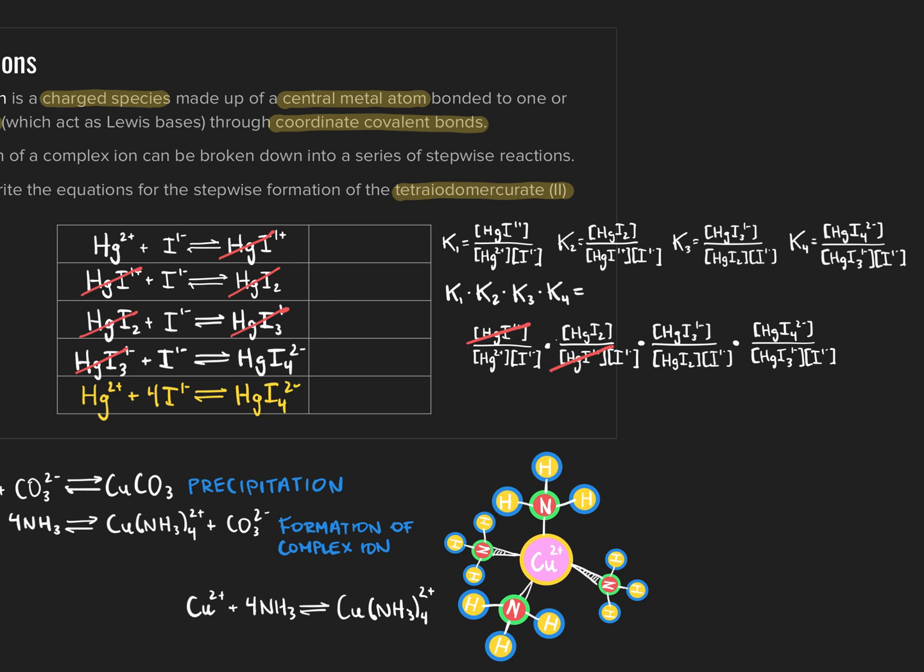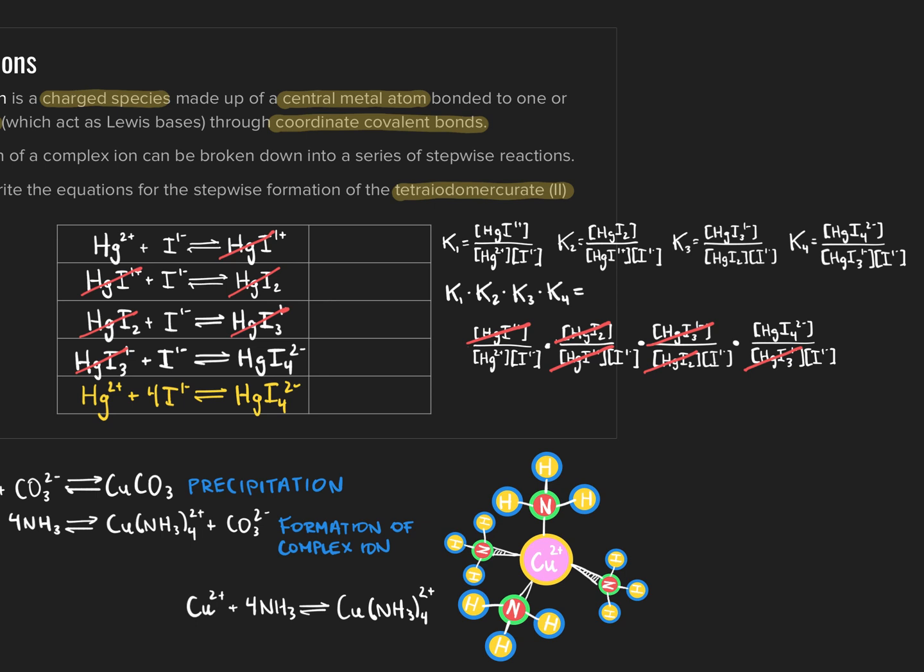Likewise, the product of the second reaction, that intermediate species HgI2, is in the numerator of K2 and in the denominator of K3, and as such, I'm going to cancel that one out as well. And same thing here for the species HgI3 1 negative. That intermediate species was the product of the third reaction, and as such, in the numerator of K3. I'm going to cancel out here because it also shows up in the denominator of K4.